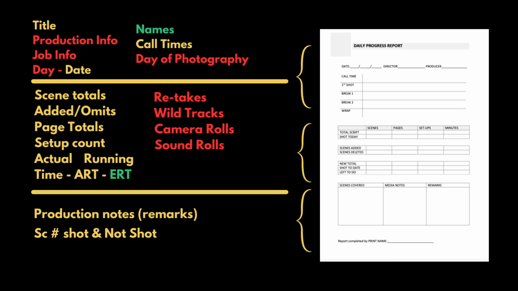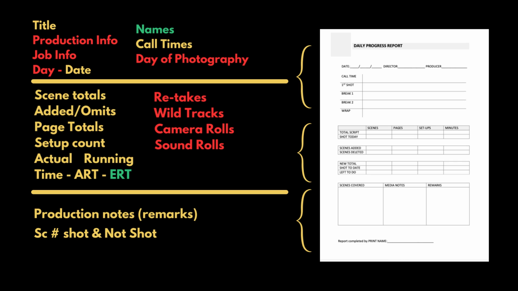Now, the second section there, I haven't read retakes, wild tracks, camera rolls, and sound rolls. I believe this particular person is meant to put those details or elements in the media notes. It just says media notes, and I'm assuming that they're talking about the camera rolls and the sound rolls, wild tracks or retakes. It's important to put those on dedicated lines. And in this particular report, it's very easy to add the lines. There's a lot of wasted space there, I feel. So like I said, it's just clearer if you have it listed there.